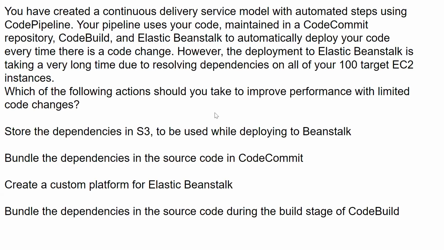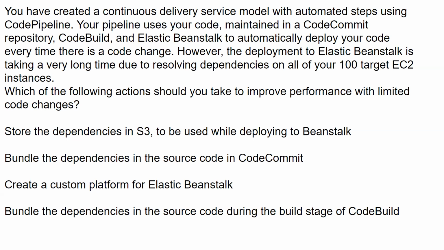You have created a continuous delivery service model with automated steps using CodePipeline. Your pipeline uses your code maintained in a CodeCommit repository, CodeBuild, and Elastic Beanstalk to automatically deploy your code every time there's a code change. However, the deployment to Elastic Beanstalk is taking a very long time due to resolving dependencies on all of your 100 target EC2 instances. Which of the following actions should you take to improve performance with limited code changes?